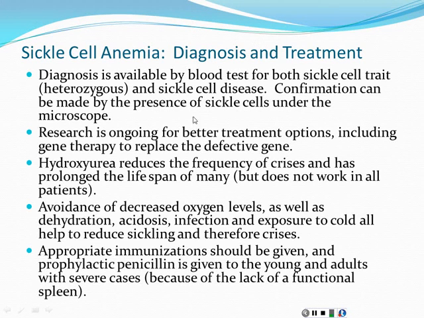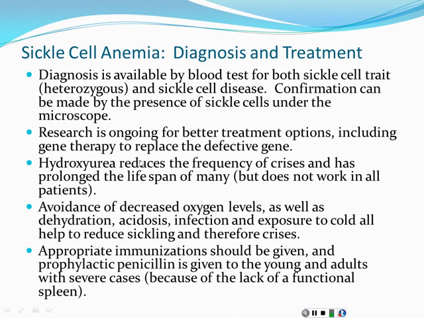In some patients, a medication called Hydroxyurea, which is actually used to treat gout as well, helps to reduce the frequency of crises and has worked to prolong the lifespan. But it doesn't work in everybody. So the only way to know if it works is to try it. The vast majority of sickle cell patients have had a trial on Hydroxyurea, and people who responded then stay on it the rest of their lives.